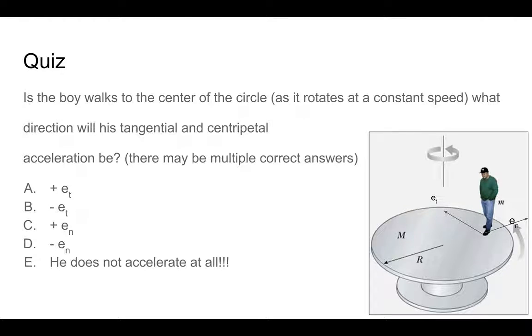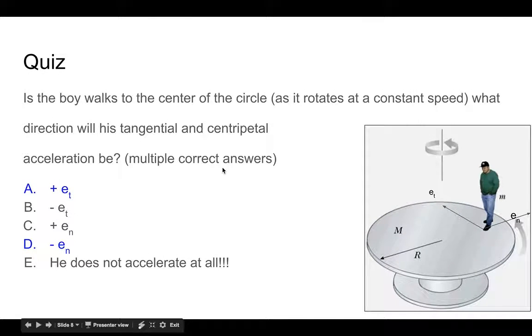So now what we have for you is a quick quiz review question. As you can see in the diagram, there's a boy walking towards the center of a circular platform. It's moving counterclockwise. So what we want to do is find where his tangential and centripetal acceleration would be. So in the diagram, you can see this is the positive e sub n direction and this is the positive e sub t direction. I'll give you a few seconds to answer this question.